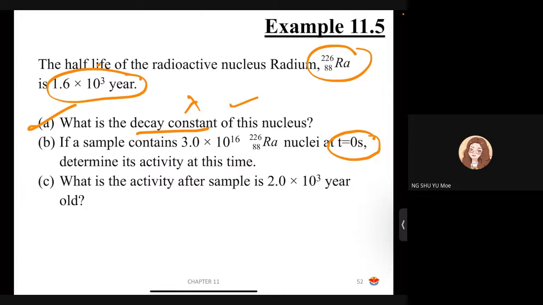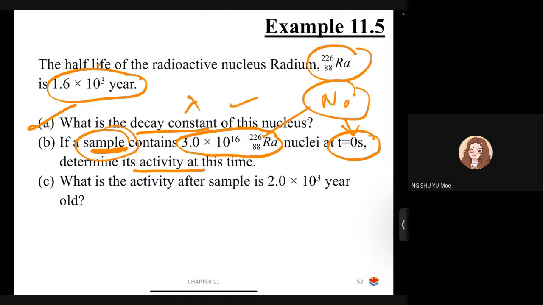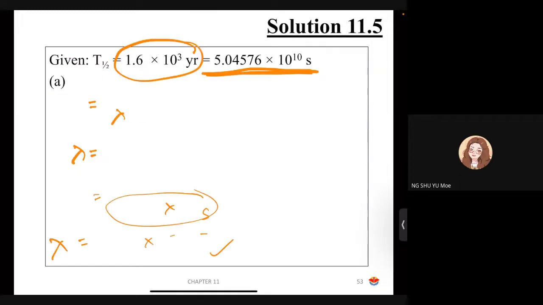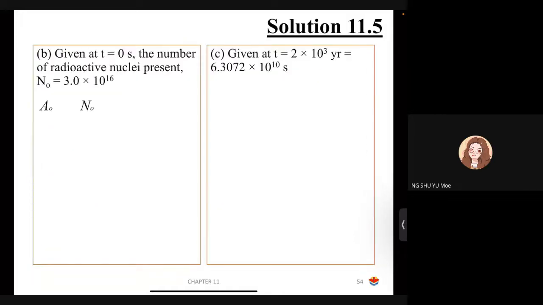Nombor B, if the sample containing 3 times 10 power of 16 Ra nuclei. When we talking about sample, this one is N0, sample original dia mula-mula, bila T0. Maksudnya itu masa mula-mula dia ambil, and this is the nuclei, so this is N0. They ask you to find activity, so we need to find A0. Why? Because bila T0 meaning A0. Tak buat apa-apa lagi kan aktiviti waktu mula-mula. Okey, A0 sama dengan negatif lambda N0.